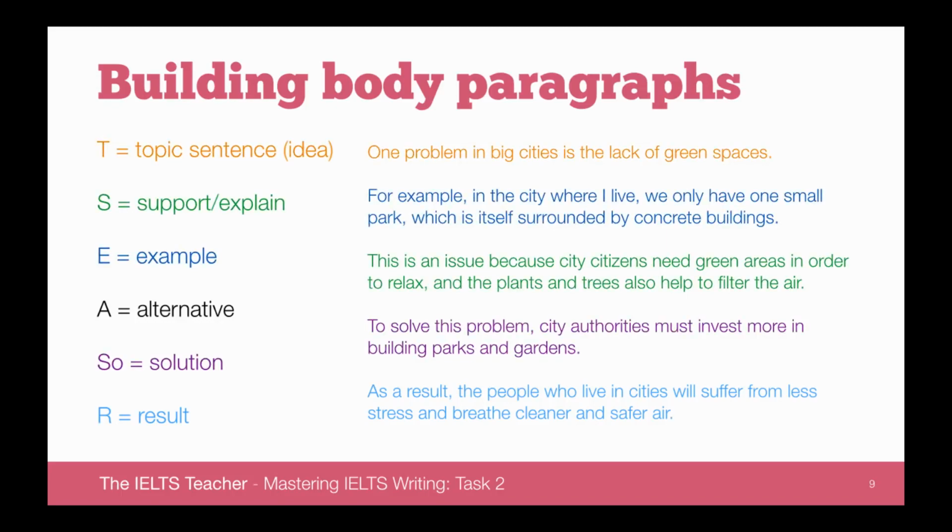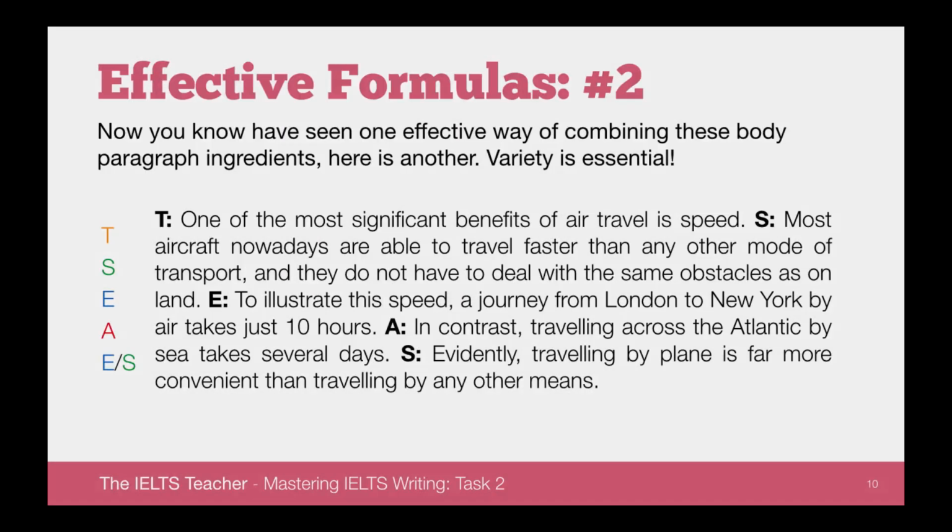As I said, we can do these in any sort of order. Here's another formula where we've gone topic sentence, supporting sentence, example, alternative, which I'm going to explain, and then another example or supporting sentence. So the topic sentence in an advantages and disadvantages essay: one of the most significant benefits of air travel is speed. Very clear, speed, advantage, air travel, speed.